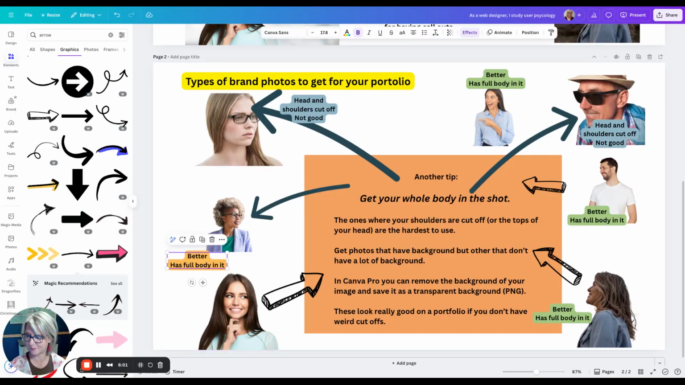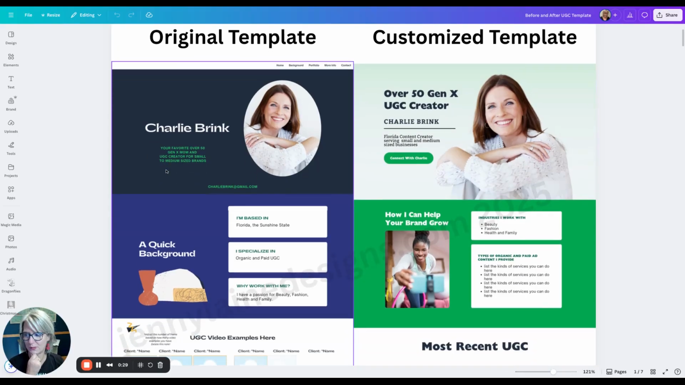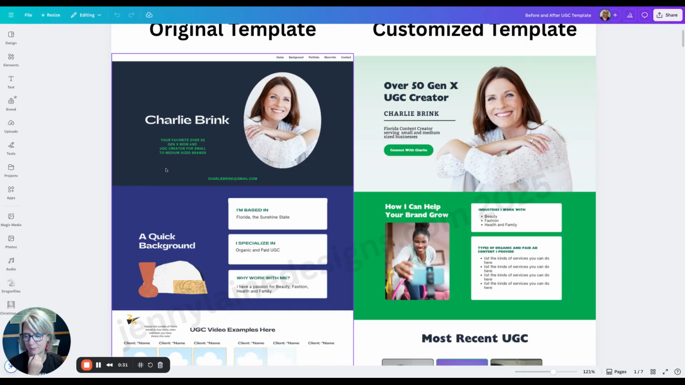Hope that helps. I wanted to show you, when you're able to use the whole body and use it as a transparent background, the difference it can make in your hero image. These are the same exact pictures. The only thing I did was take the background off and take it out of that frame where she takes up the space, and not the circle. This is one of the templates that's out there.